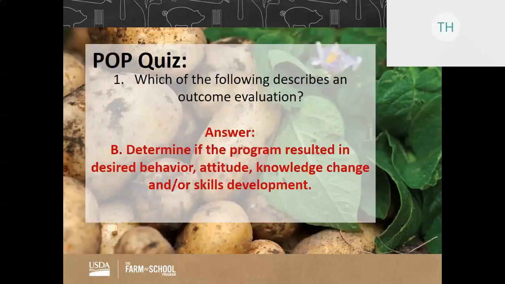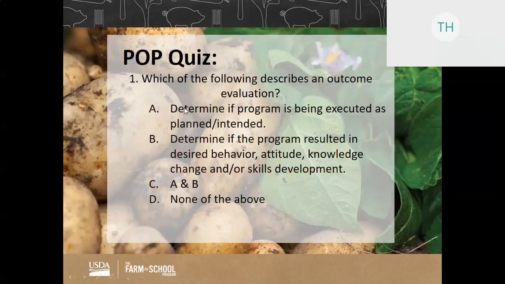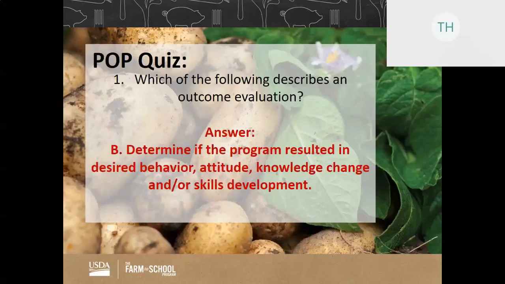And the answer is B. And I'm looking up through the chat and I see a lot of Bs. And if you chose B, you are correct. Determining if the program resulted in desired behavior, attitude, knowledge change, and or skills development is an outcome evaluation. The first choice, A, was a process evaluation. So good job. We know that you were paying attention in the first part of the presentation, and thank you all for participating.